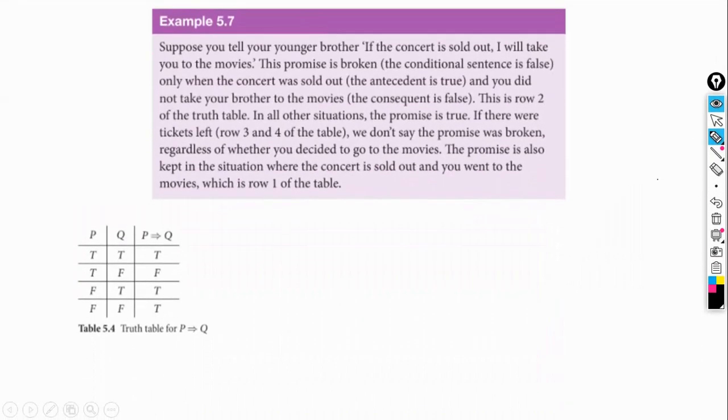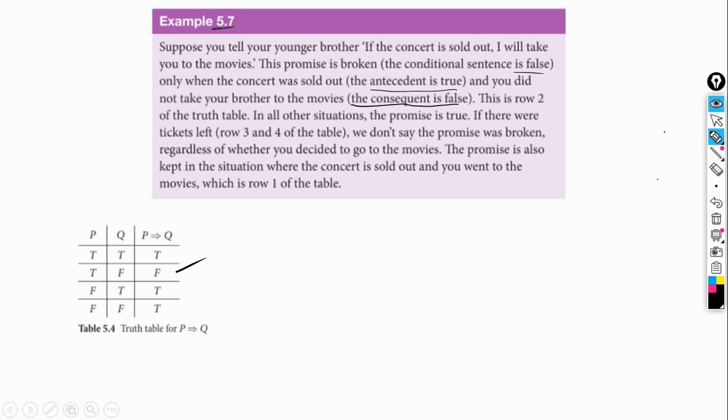To further understand this, let's look at example 5.7. Suppose you tell your younger brother, if the concert is sold out, I will take you to the movies. The promise is broken, the conditional sentence is false, only when the concert was sold out. The antecedent is true, and you did not take your brother to the movies, so the consequent is false. This is row 2 of the truth table. In all other situations, the promise is true.